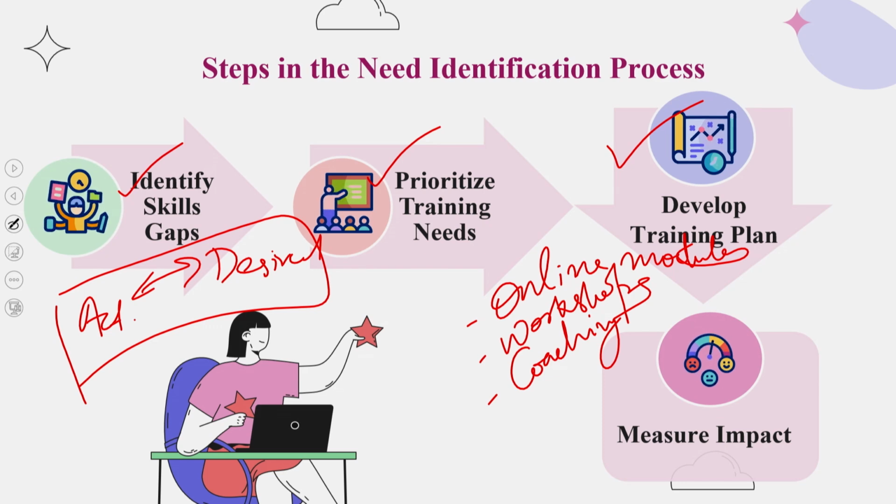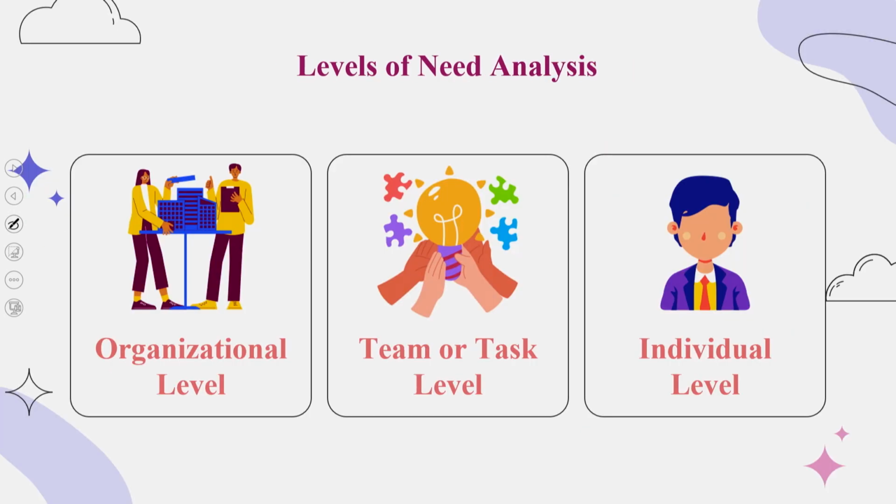And to conclude the discussion on the steps in the need identification process, the relevance is always enhanced by measurement. Anything which you cannot measure, you cannot improve. So measure impact. Post-training evaluation is crucial. It is vital. Pre and post assessments, feedback and performance data help measure the effectiveness of training and inform future L&D strategies. Now we look into the different levels of need analysis specifically.